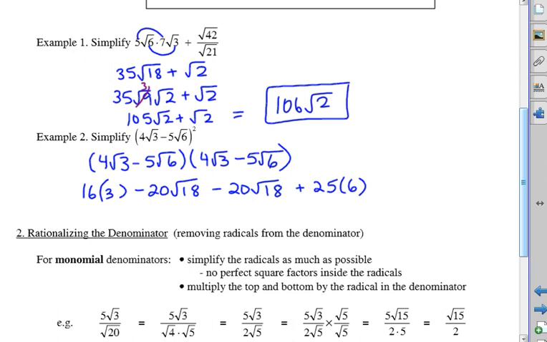Okay, what's 16 times 3? 48. Before we simplify, can we combine these guys?